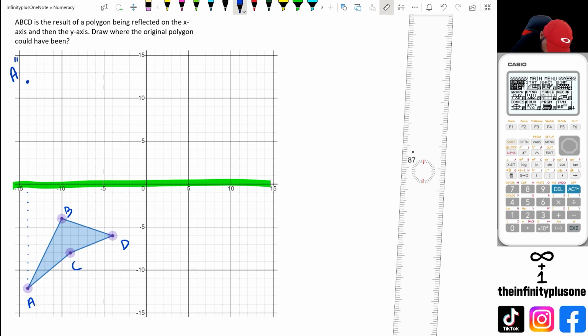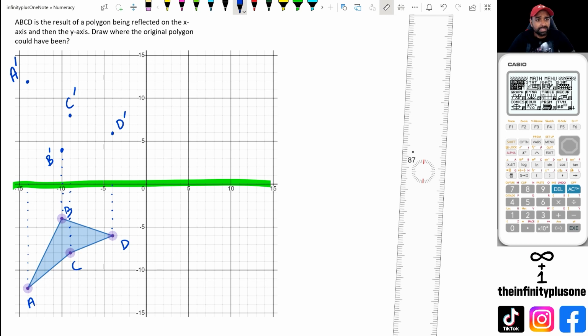So that's going to be A dash. Then I'm going to look at B. B is 1, 2, 3, 4 away. That is going to be B dash. C, 1, 2, 3, 4, 5, 6, 7, 8. So if it's 8, this is going to be C dash. I'm going to put it outside. And then finally D, 1, 2, 3, 4, 5, 6. So that's going to be D dash.